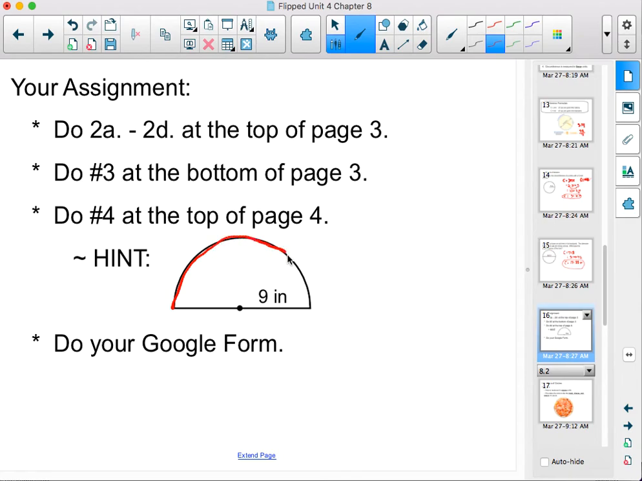For number 4, it's half of a pizza, okay? So half of a pizza looks like this, and you're asked to find the circumference, which means you need half of the circumference of the circle, and then don't forget this piece here and this piece here. That's all part of the distance around that pizza. So you'll have to do a little bit of fancy math here.